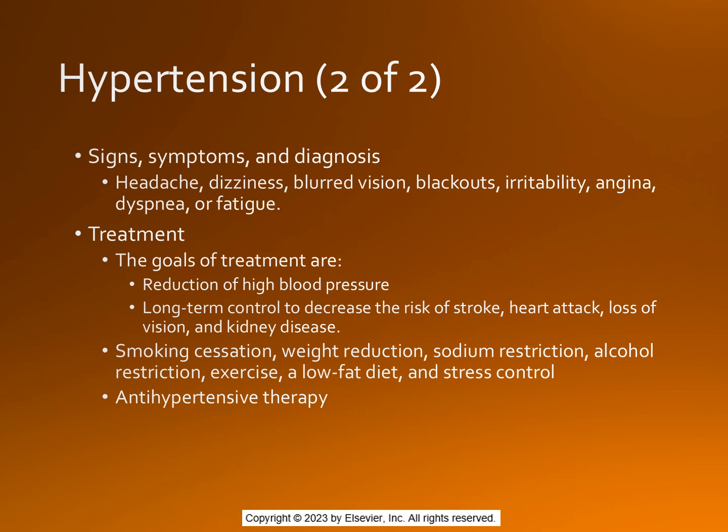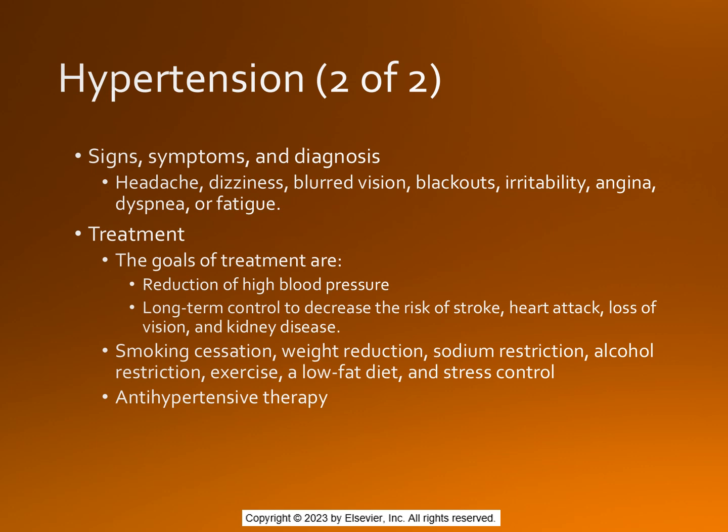Hypertension has been called the silent killer because in the early stages, it will not cause discomfort or any other subjective signs and symptoms to indicate its presence. Signs will typically only appear in the later stages when damage has already been done to target organs, including the kidneys, brain, eyes, and heart. Patients with symptoms may complain of headache, dizziness, blurred vision, blackouts, irritability, angina, dyspnea, or fatigue. Hypertensive patients will develop coronary heart disease at a rate 2 to 3 times faster than that of people with normal blood pressure.